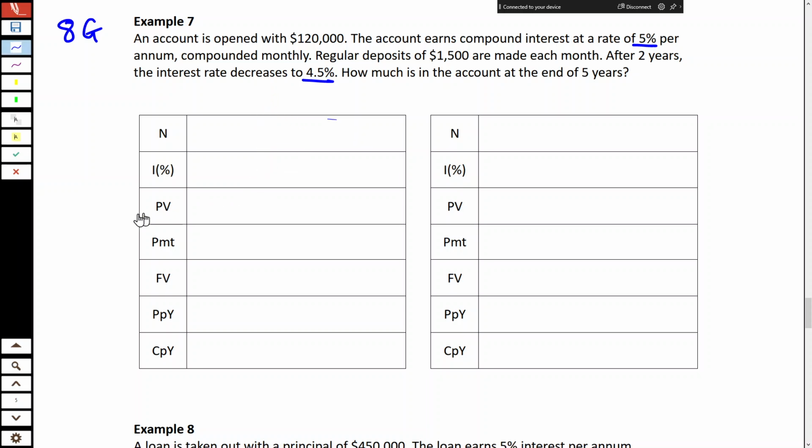Okay. Which field does that go into, Anthony? PV. And we need to double check the sign. Positive or negative? Negative. Why is it negative?